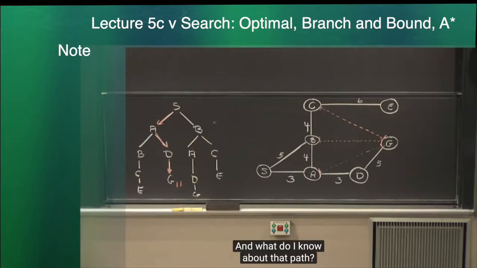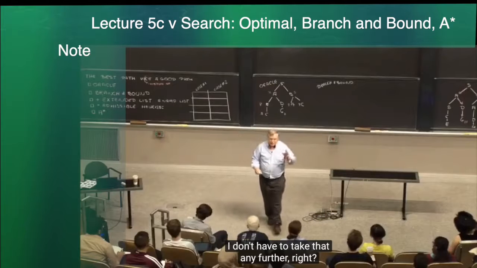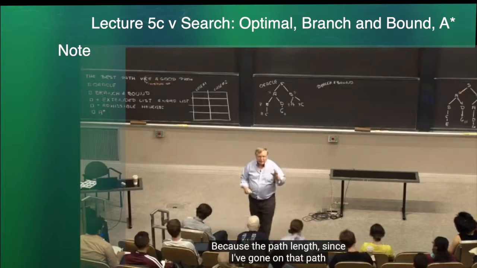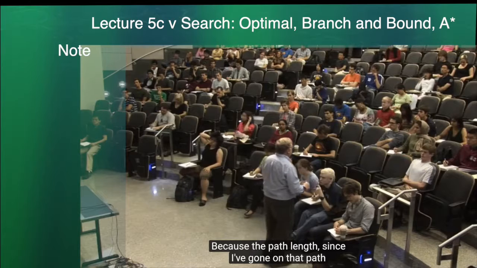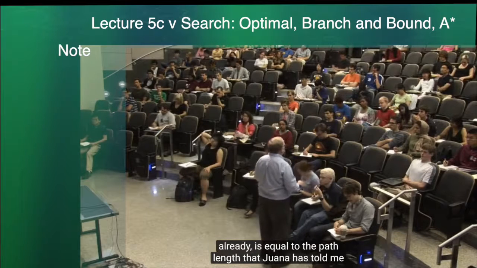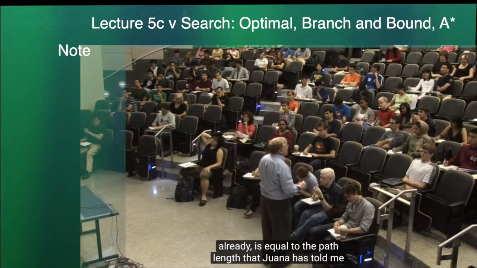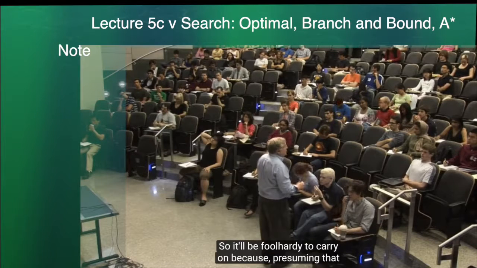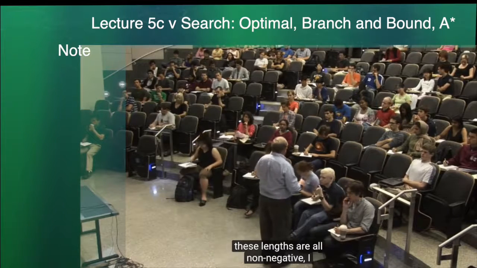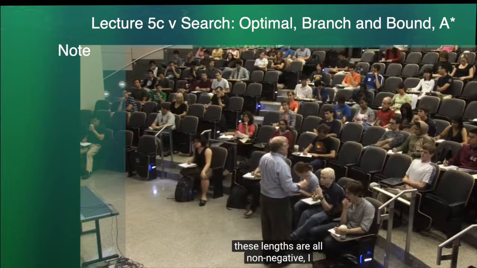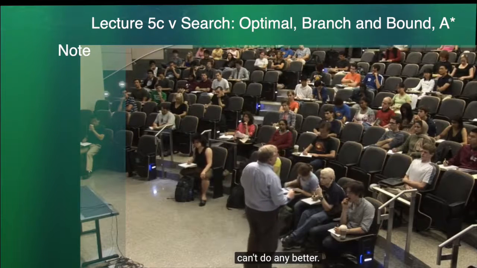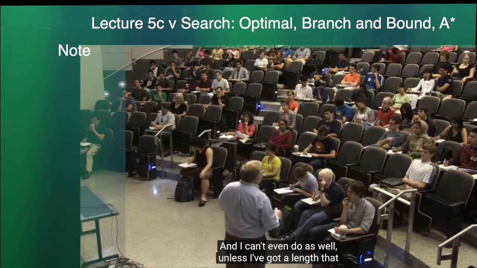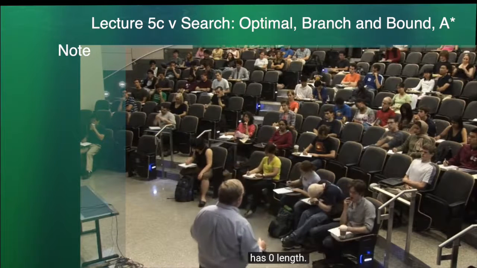And what do I know about that path? I don't have to take that any further, right? Because the path distance I've gone on that path already is equal to the path length that Juana has told me gets me to the goal. So it would be foolhardy to carry on, because presuming that these links are all non-negative, I can't do any better. And I can't even do as well unless I've got a length that has 0 length.